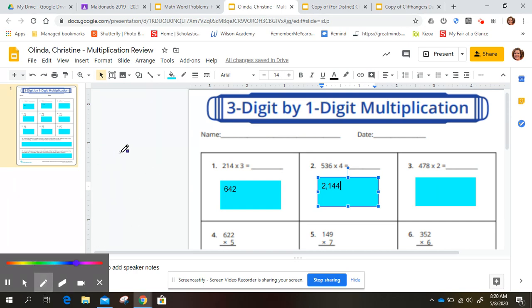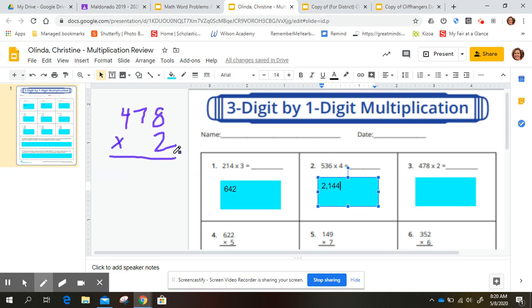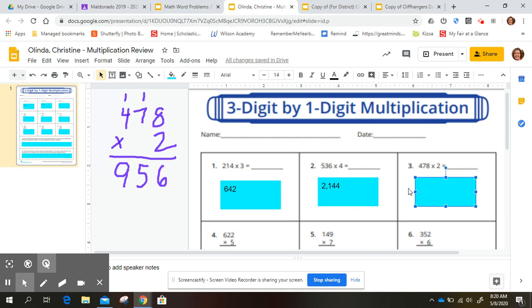Number 3 says 478 times 2. We start in the ones place with 2 times 8. We're pretending we don't even see the 4 and the 7. 2 times 8 is 16. Since I can't write two numbers at the bottom, the 1 goes at the top and the 6 goes here. 2 times 7 is 14, and then you add 1 more, and that would be 15. 2 times 4 is 8, and 1 more is 9. And so you get an answer of 956, and you can type that right in the box.